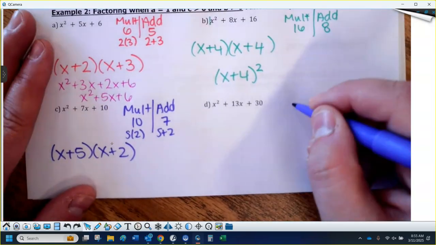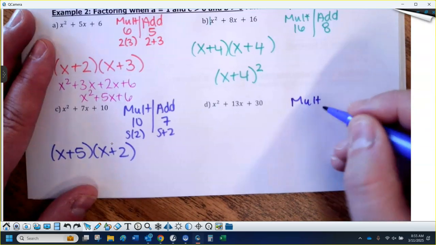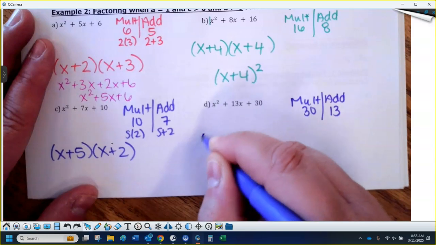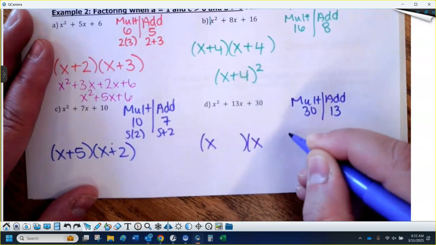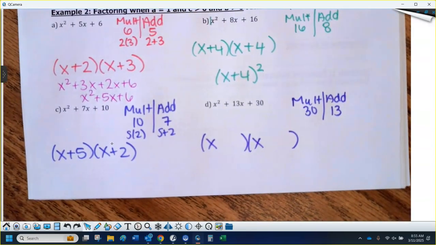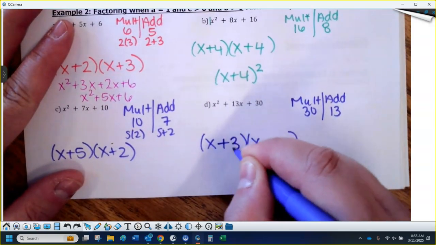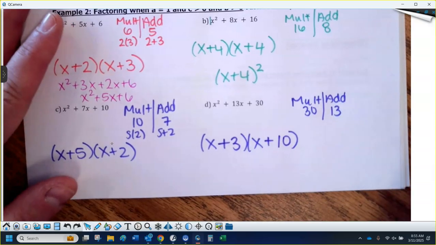This one is tricky. This last one I have here. I'm going to multiply to get 30, and I want to add to get 13. And I know if it just starts with an x squared, I know both of my factors are just x and x, because to get x squared, I just multiply x by x. This is tricky because 30 has a lot of options. Anybody think of two numbers, you multiply them, you get 30, you add them, you get 13? What do you think? 10 and 3. Yep. So just make one of them a plus 3, one of them a plus 10.